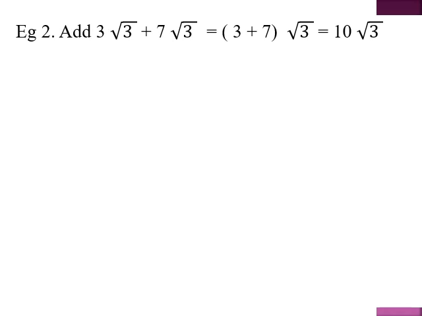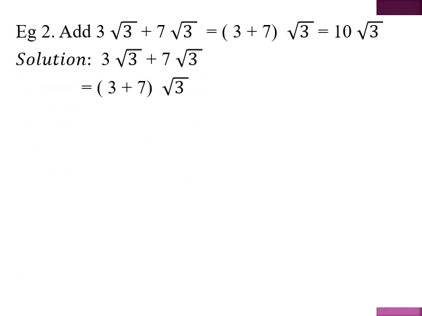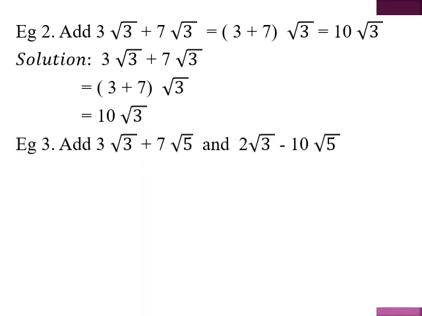So here is an example. Add 3 root 3 plus 7 root 3. See here root 3 is common, so write it there, and what is left is 3 plus 7, so it is 10 root 3.